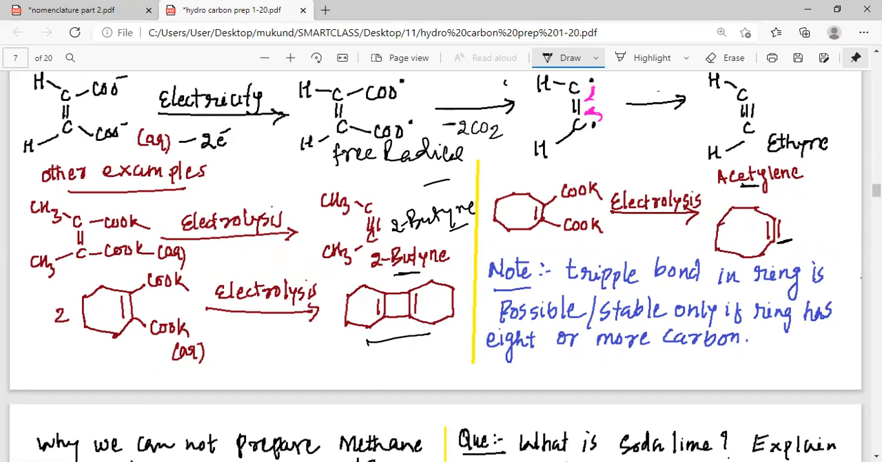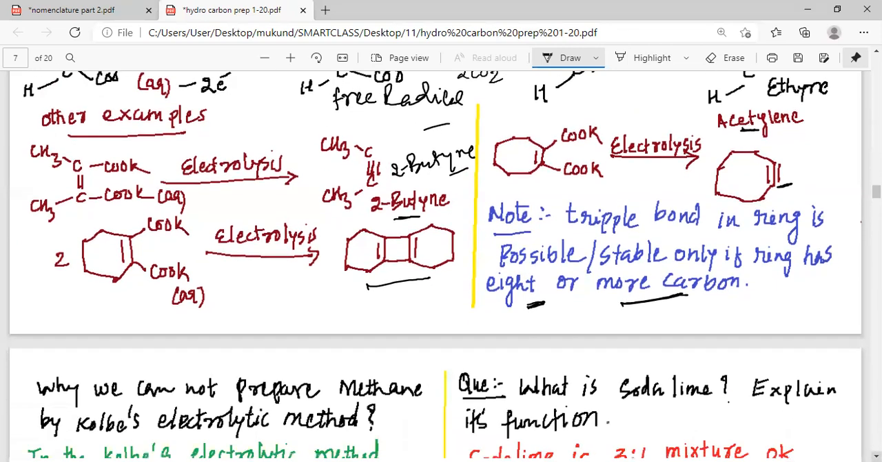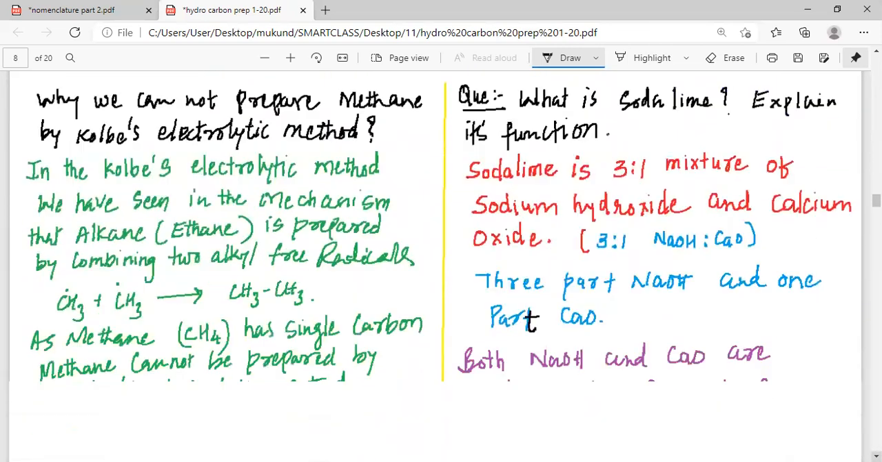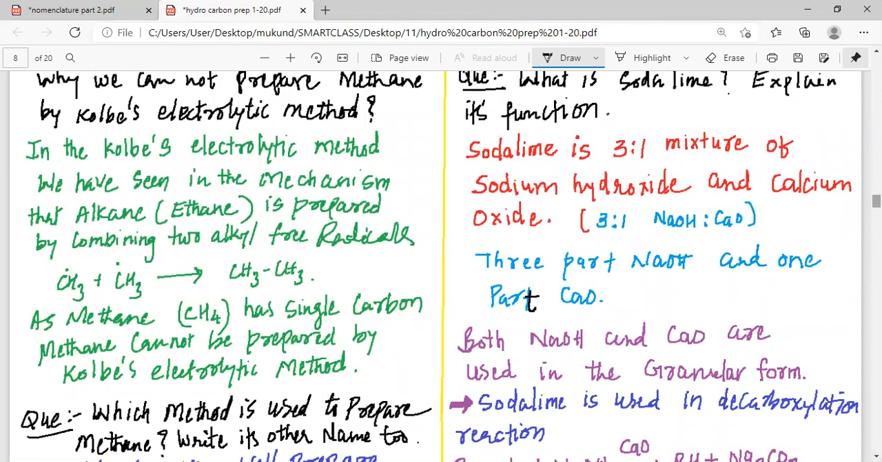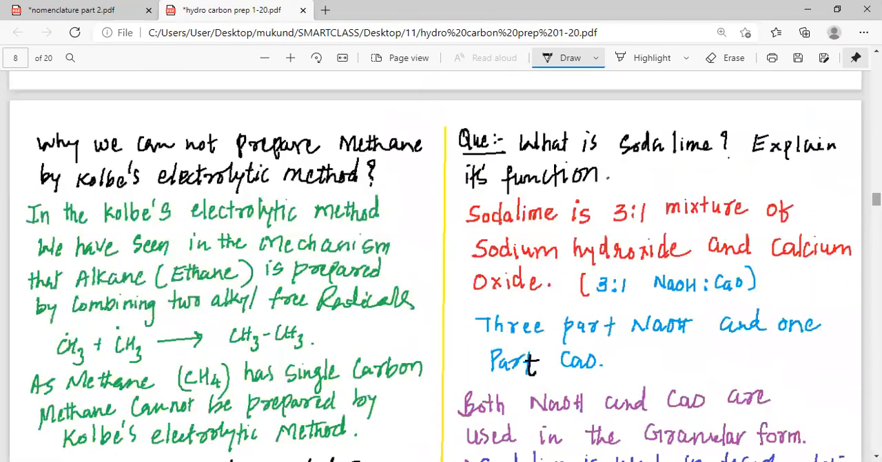Now there is one more thing I would like to share: a triple bond in the ring is possible, or stable, only if the ring has 8 or more carbons. So please remember that a triple bond in the ring is possible only when the ring has at least 8 carbons. So here, my dear students, we stop the discussion of Kolbe's electrolytic method, and now let us move forward to understand some questions.